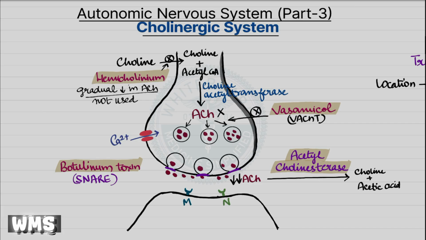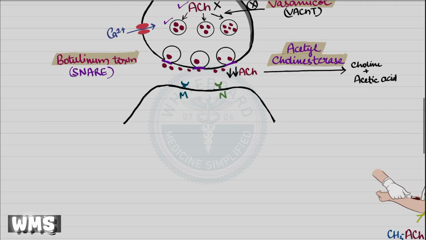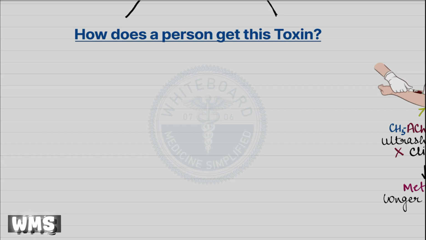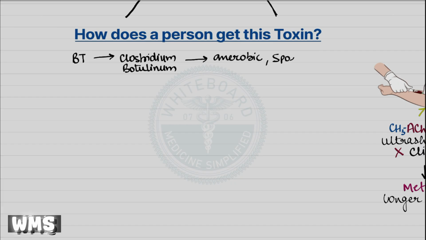So even though acetylcholine is synthesized and stored normally, it cannot be released into the synaptic cleft. In exams, botulinum toxin is commonly tested in two ways. First, by its side effects, and second, by its therapeutic uses. Now first, how does a person get this toxin? Botulinum toxin is produced by the bacterium Clostridium botulinum, which is an anaerobic, spore-forming organism.